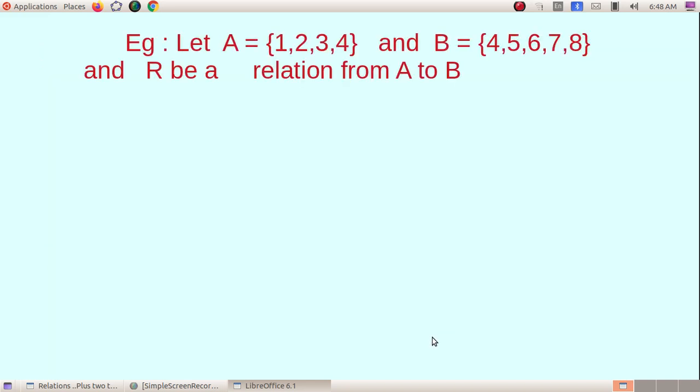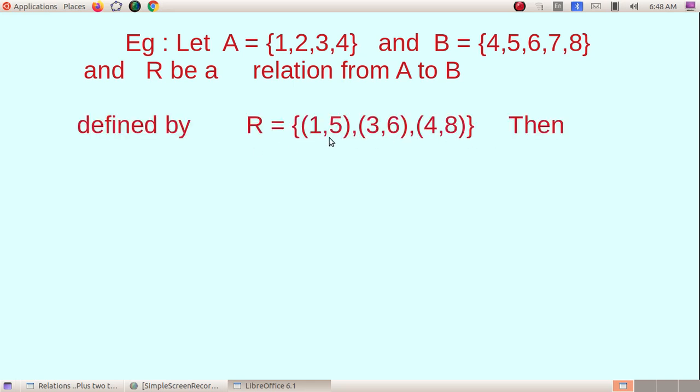Okay, let us see an example. A is equal to {1,2,3,4} and B is equal to {4,5,6,7,8} and R is a relation from A to B. Clear? Then the definition of R is like this: R is equal to {(1,5),(3,6),(4,8)}. Then can you say what is the domain, range and codomain of this relation? Definitely. What is the domain? Set of all first components, that is equal to {1,3,4}. What is the range? Set of all second components. Range of R is equal to {5,6,8}.